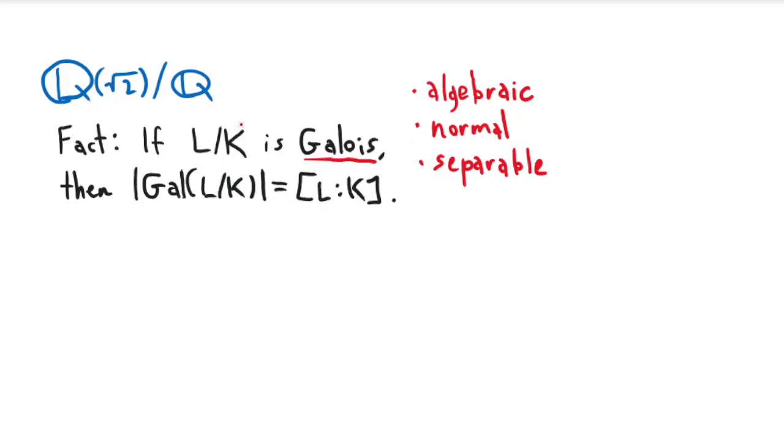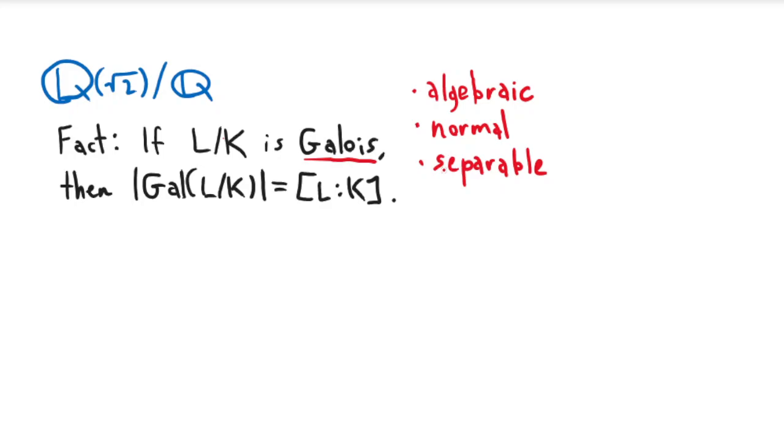So again, I won't get too much into details, but normal basically just means that every polynomial over K that has at least one root in L factors completely in L. So this has to do with basically polynomials that have at least a single root have to have all of their roots in L. So that's basically what normal means.